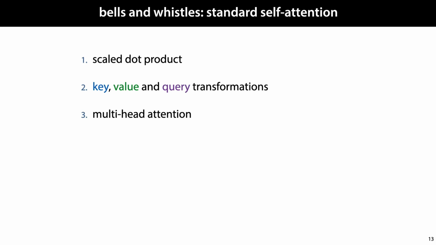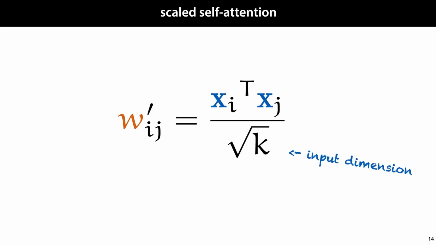Specifically, these 3 features: scaled dot products, key value and query transformations, and multi-headed attention. Scaled self-attention is very simple. Instead of using the dot product, we use the dot product scaled by the square root of the input dimension k. This ensures that the values of the raw weights don't blow up if we increase the dimension of the embedding vectors. These are inputs to a softmax function, and large inputs to a softmax cause extreme values in the resulting probabilities, which often corresponds to poor gradients. So we want to keep these raw weights from blowing up. Have a look at the lecture notes if you want to know where this square root of k comes from.